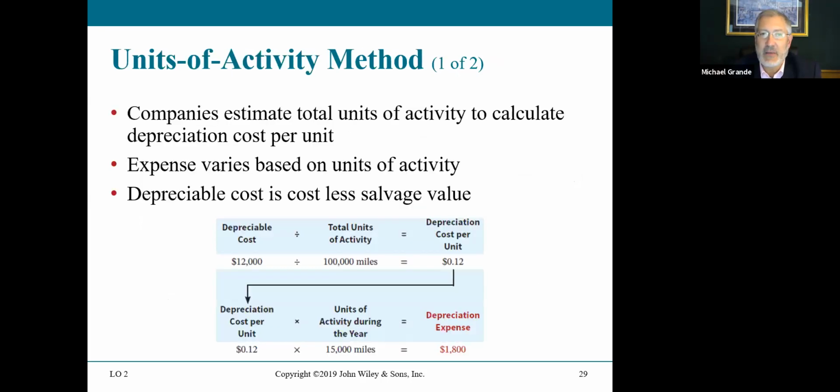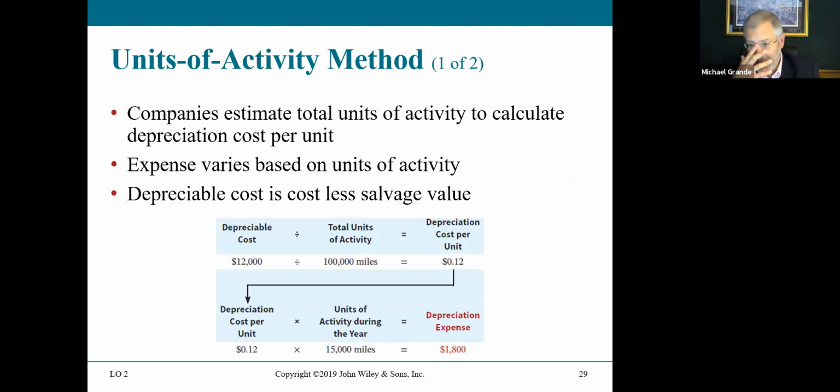Units of activity method. Companies estimate total units of activity to calculate depreciation cost per unit. Expense varies based on the units of activity. In other words, how it's used. In our example, we're using a truck. They're going to measure activity with the number of miles. The idea being that that vehicle is used up based upon the mileage, how many miles it has.